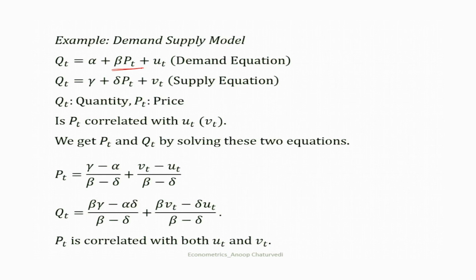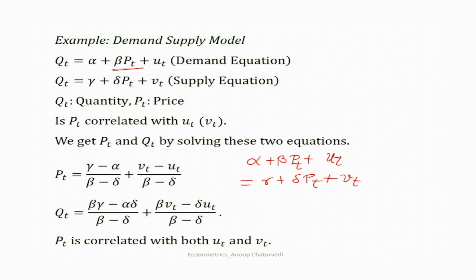So, you get p_t = (gamma minus alpha) upon (beta minus delta) plus (v_t minus u_t) upon (beta minus delta). Just simply equate these two equations, and then you solve it for p_t. So, you get this equation, and then you substitute this value of p_t in any of these two equations and you get this expression for q_t.